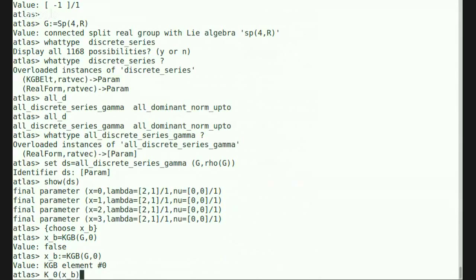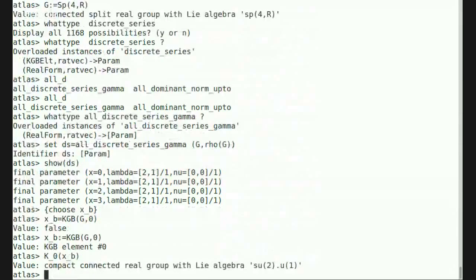So this is a new command, K naught. The naught refers to the fact that I'm just interested in the identity component of K. Well, in this case, it's connected in any event. K naught of XB is a compact connected real Lie group with Lie algebra SU2 plus U1, which is to say it's the group U2, which is the maximal compact of SP4. Let's set K equal to this.